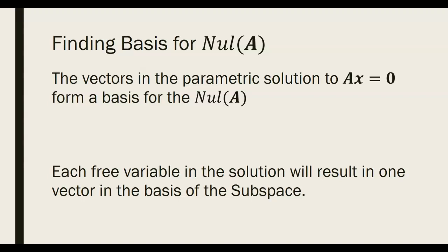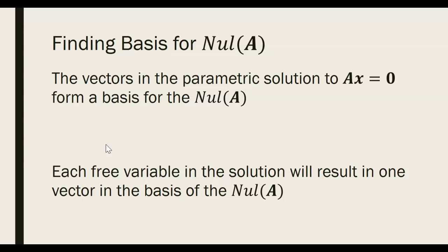In this case, the subspace is the null space of A. So each free variable is going to create one vector that we put in our basis of the null space of A. Let me be more accurate there and put null space instead of just general subspace. So each free variable in the solution will result in one vector in the basis for the null space of A.